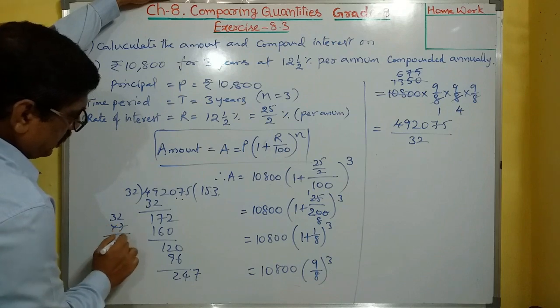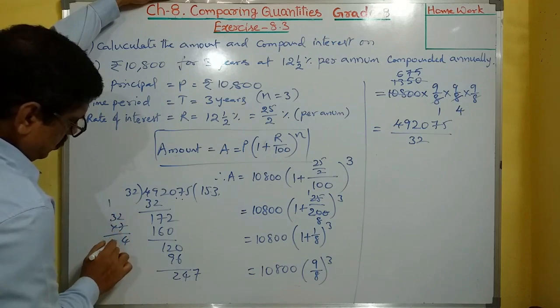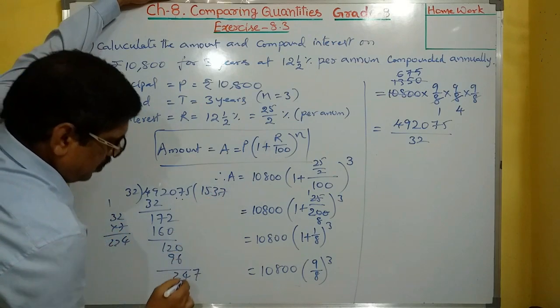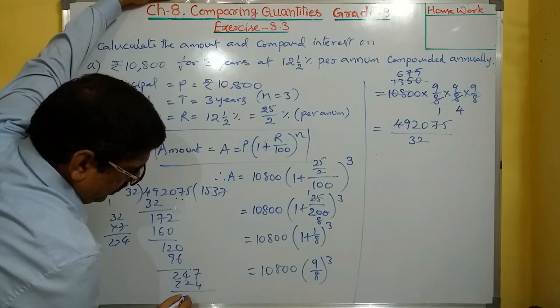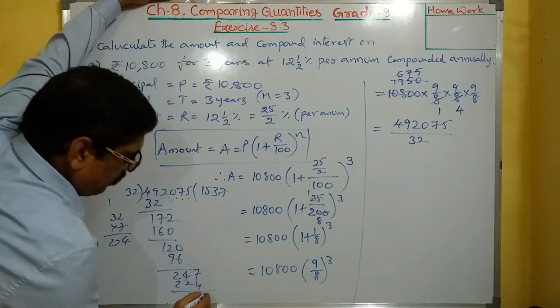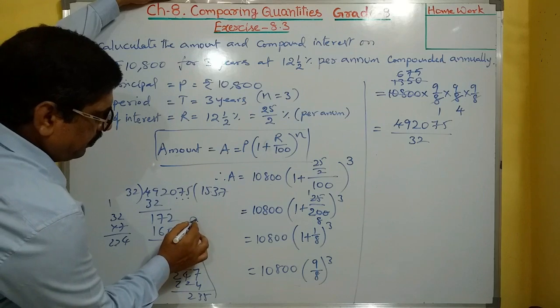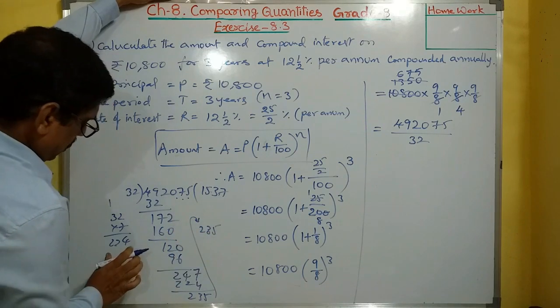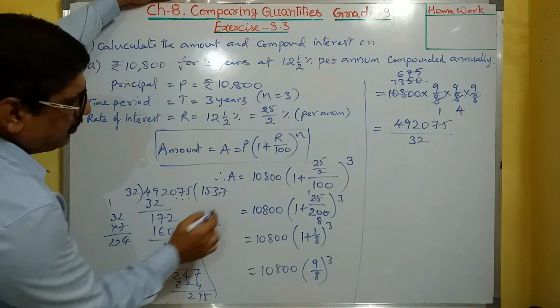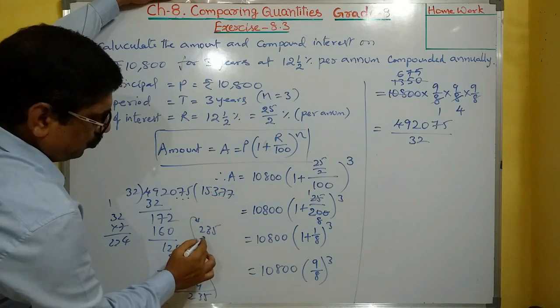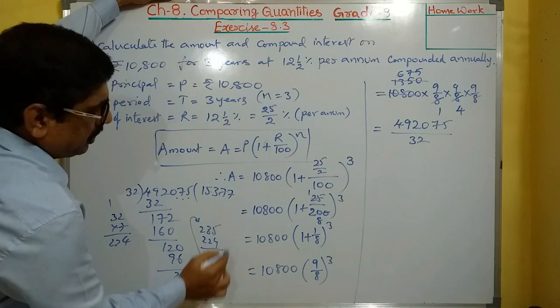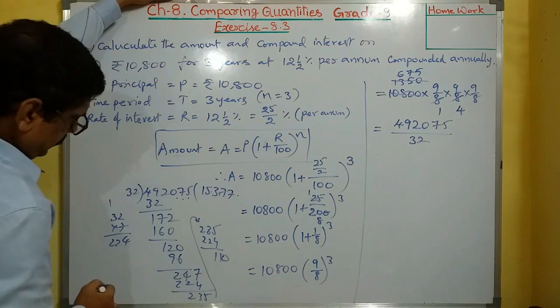Okay. So 32 7s are 224. So the remainder is 23. We can drop 5. Here we get 235. Now again we can take 7. So that is 224. We get the remainder 11. Okay.